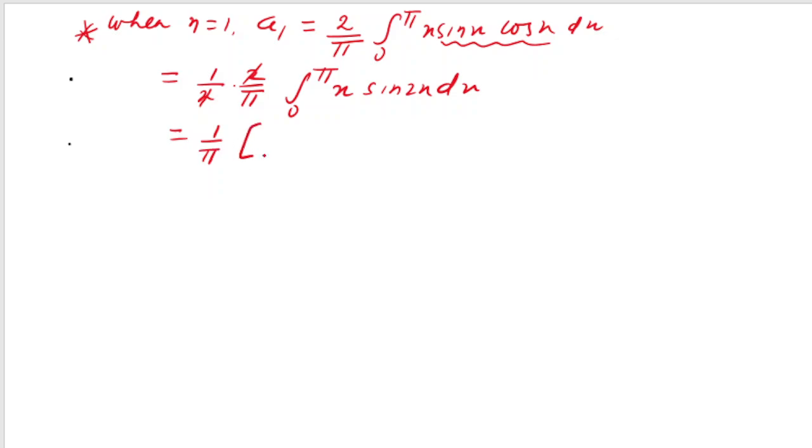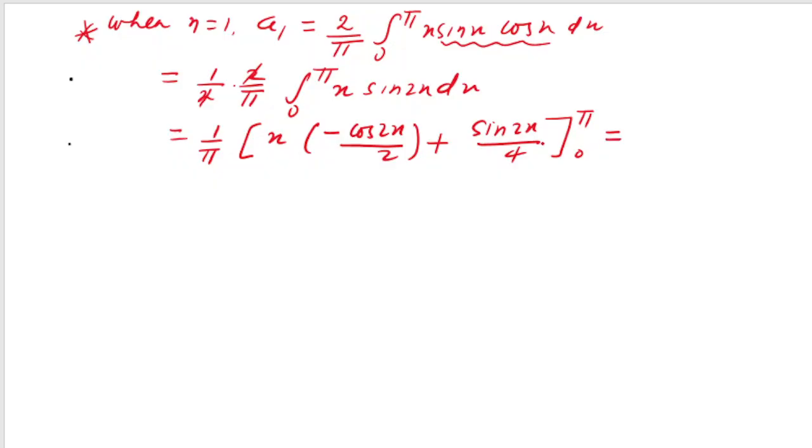On this I have to apply integration by parts. So x is the first function. Integration of sin 2x is minus cos 2x by 2, minus integration of this, so it will make it plus, and I will get cos 2x by 2, whose integration will become sin 2x by 4. The limit of integration here is 0 to pi. So if I put the limits here, I will get 1 by pi.